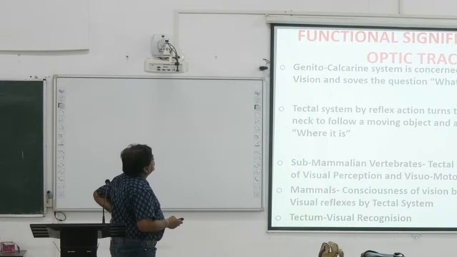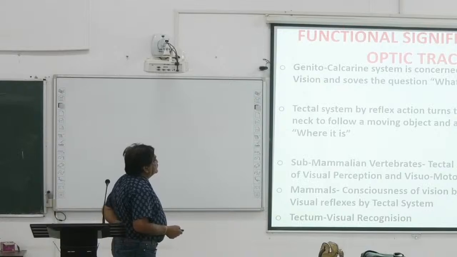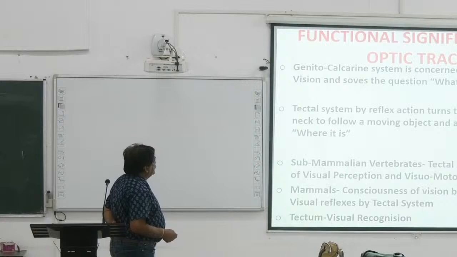Functional significance of the optic tract. The geniculocalcarine system is concerned with the perception of vision and solves the question, what is it? The tectal system, by reflex action, turns the eyes, head and neck to follow a moving object and answers the question, where it is. In submammalian vertebrates, the tectal system has a dual role of visual perception and visuomotor reflexes. In mammals, consciousness of vision is by the visual cortex and visual reflexes by the tectal system. Tectum, the visual recognition.